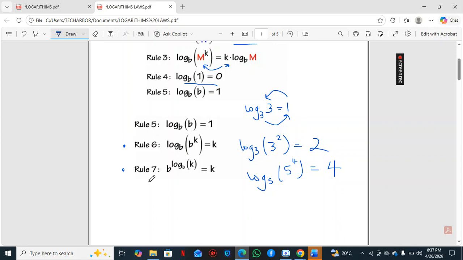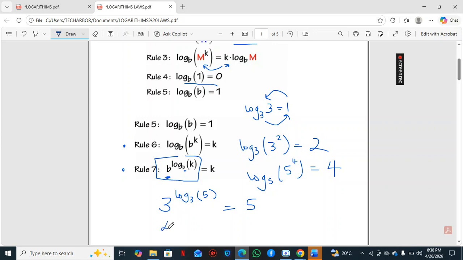Also, rule number 7, b raised to log b k equals k. So, for example, if you have 3 raised to the power log base 3 of 5, then your answer is going to be 5. The condition has to be this: the base for the logarithm also has to be the actual base, because this is a logarithm written like an index. So obviously the b and the b have to be the same here.